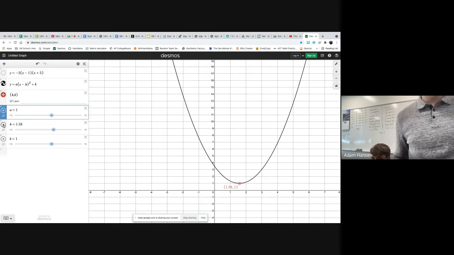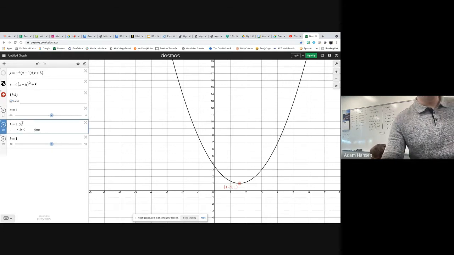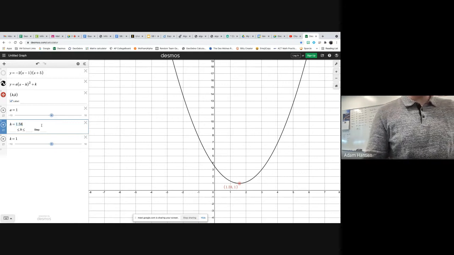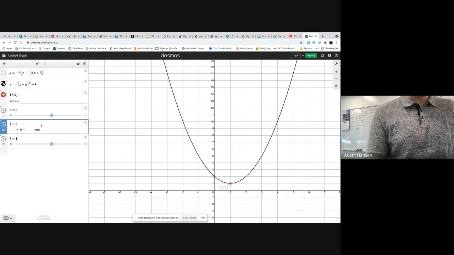Pause it there. What's the vertex now? It's not (1, 1), it's what? (1.58, 1). Because what's the h value that I paused it at? 1.58. So the vertex is right 1.58 and up 1. The h value controls where the vertex is at, left and right. It's the x-coordinate of the vertex.